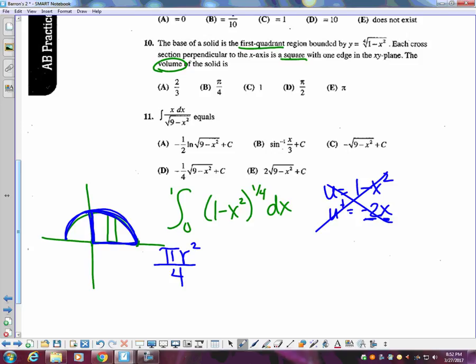Well, r is the radius of your circle, so stop looking at the slice. What is the radius of this circle? Remember, if you had like this, your radius was 3. If you have this, your radius is 5. Well, we have 1 minus x squared, so our radius is 1.